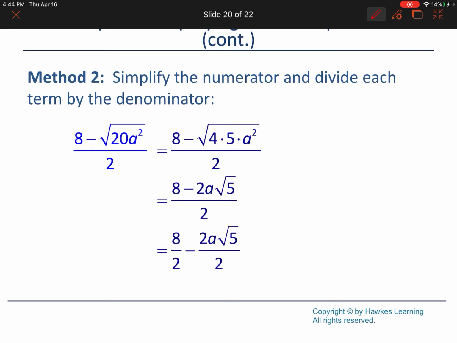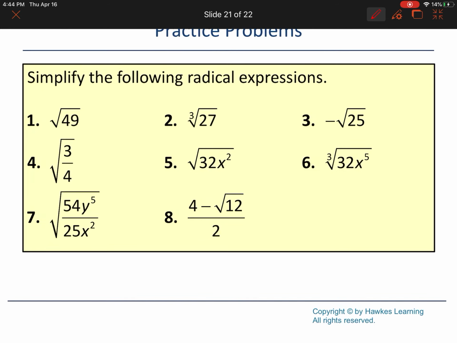you still have to simplify the radical, but then you can break it up. You break it up into 8 over 2 and 2a root 5 over 2. And simplify each one of them, and you get 4 minus a root 5 still.